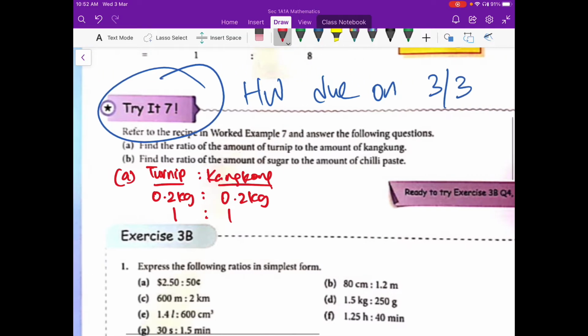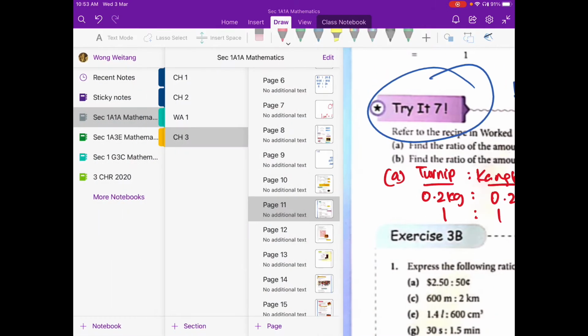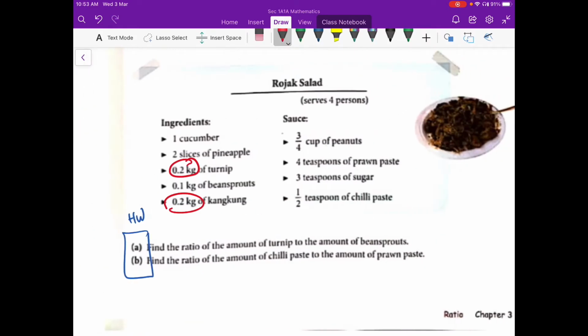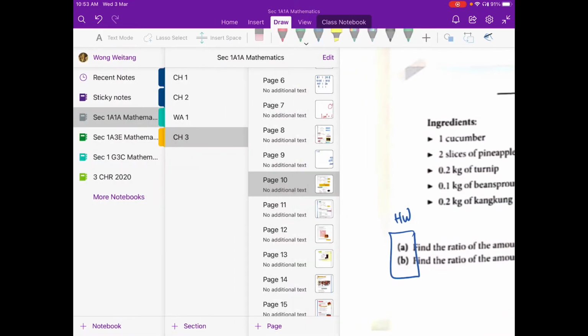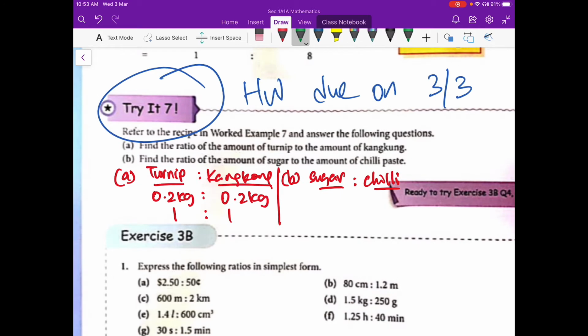And now let's carry on for part B. Sugar to chili. Okay, let's check out the amount. Sugar, where is sugar? 3 teaspoons. Chili, half teaspoon. Cannot be too spicy, so half. 3 to half. So here we have 3 to half.